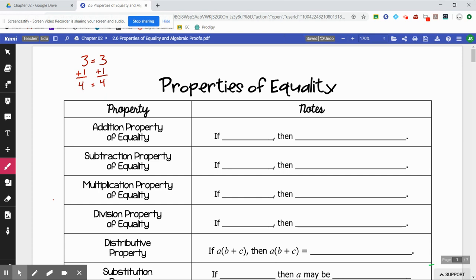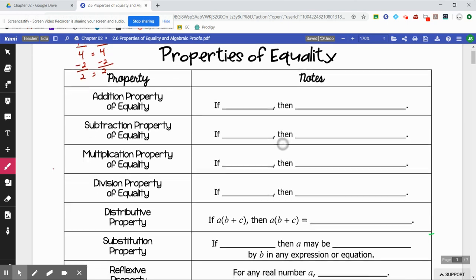The second one, the subtraction property of equality, works the same way. You can subtract anything from one side as long as you subtract it from both sides, and you end up with equal statements as well. Multiplication, you can multiply anything by one side as long as you multiply it by both. So these are the properties of equality.